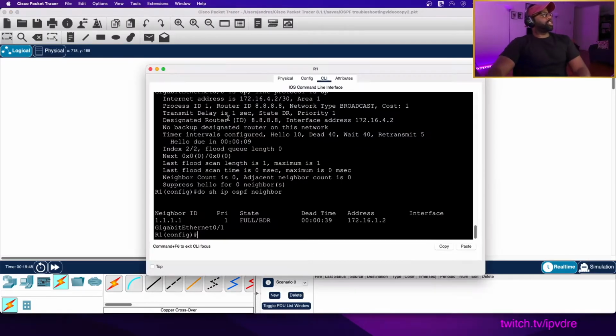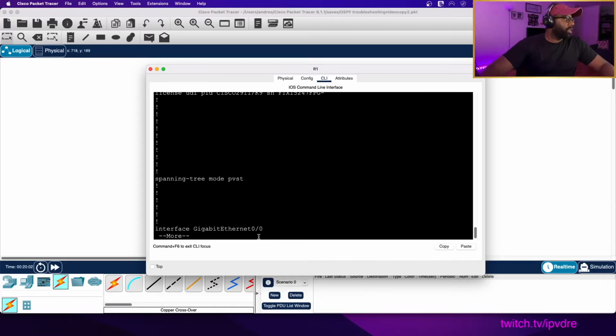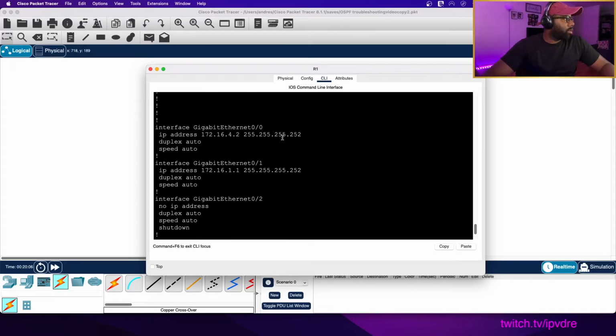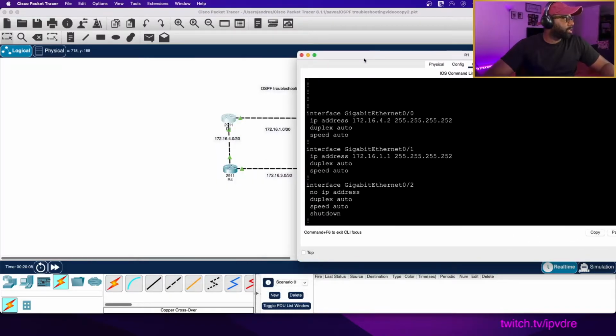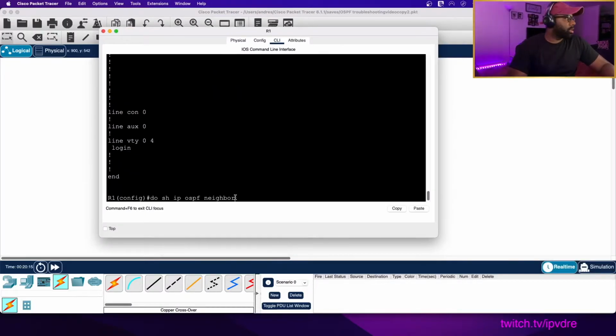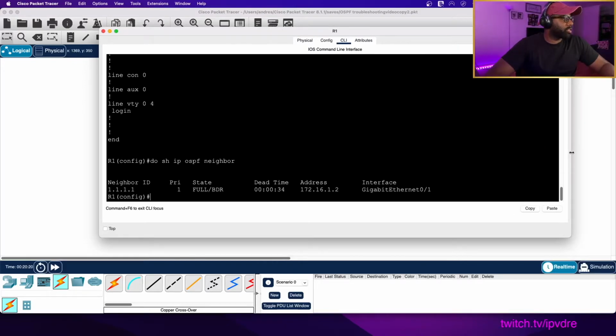Now, let's check again, because there's another issue going on. It's saying that the neighbor is G0/1. There's something going on here, right? So let's do show run. Let's check our running config. So we know that, wait, oh, oops, nope, that's not even it. That simply meant I had to stretch it out.